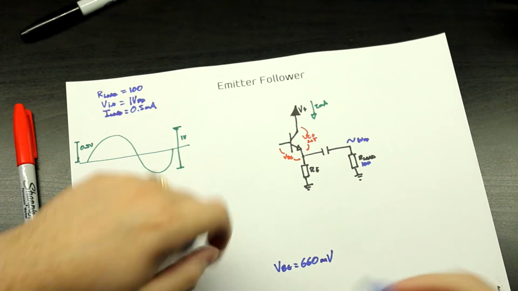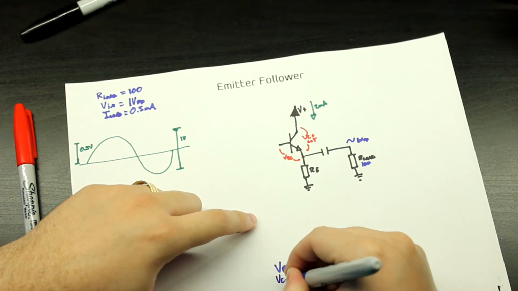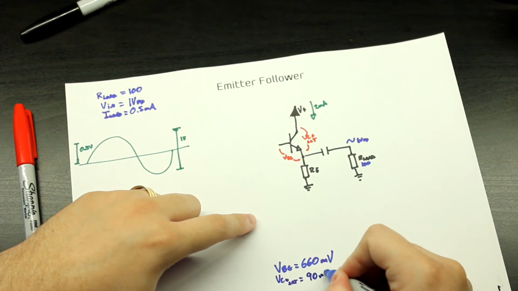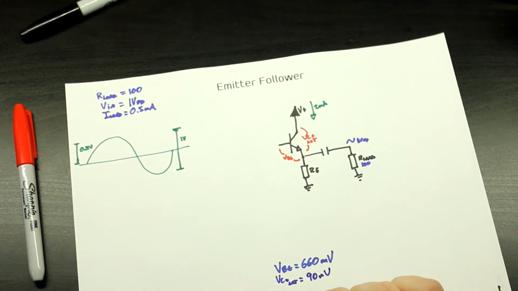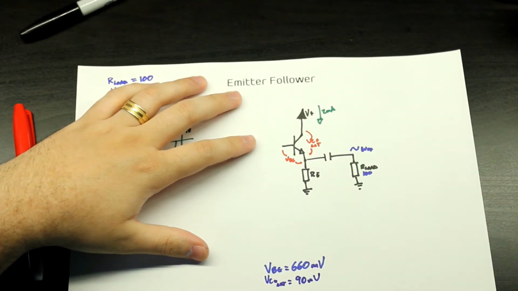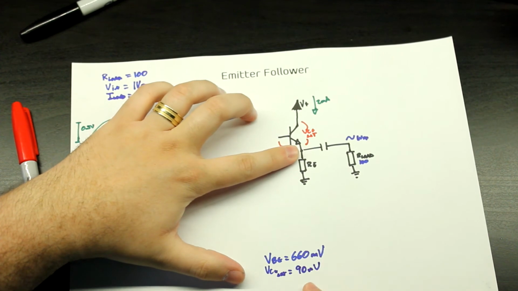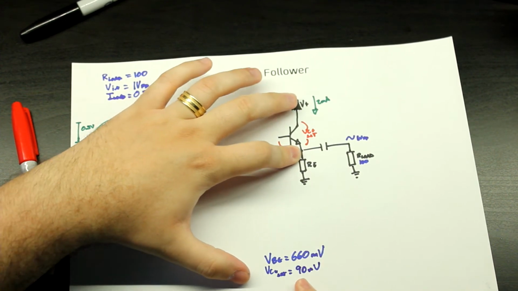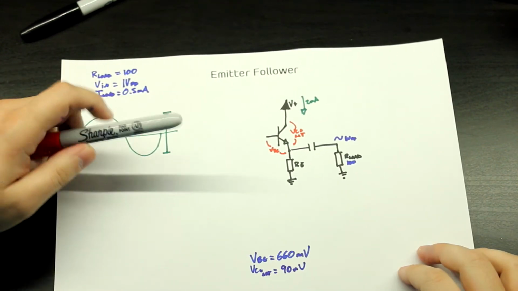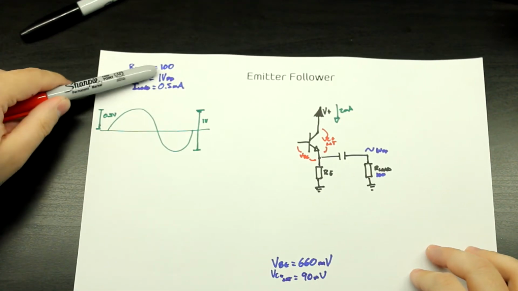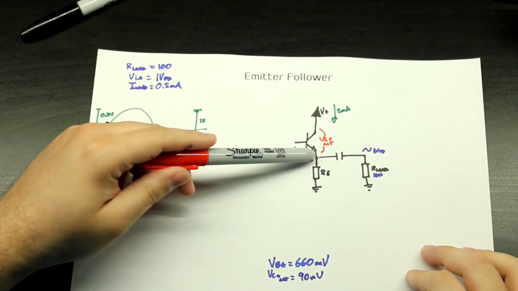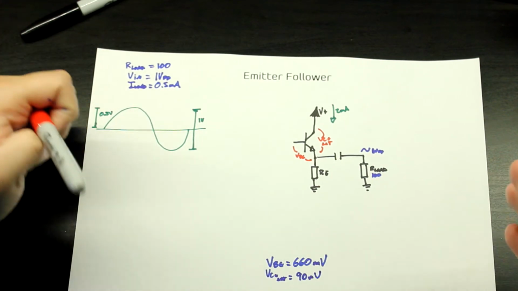So let me just write this here. VCE sat is going to be 90 millivolts. So right off the bat, we know that our voltage here can't go above V plus minus 90 millivolts, but it's never going to go there because we have basically a 1 volt peak to peak signal here, so it's very small.